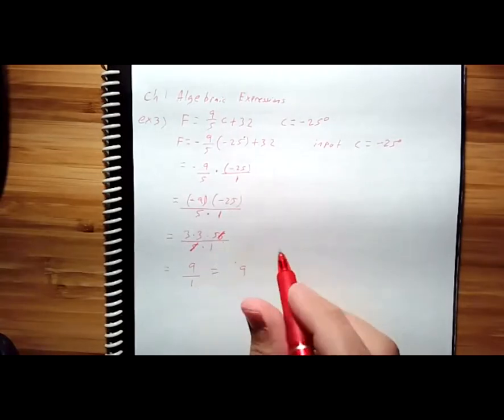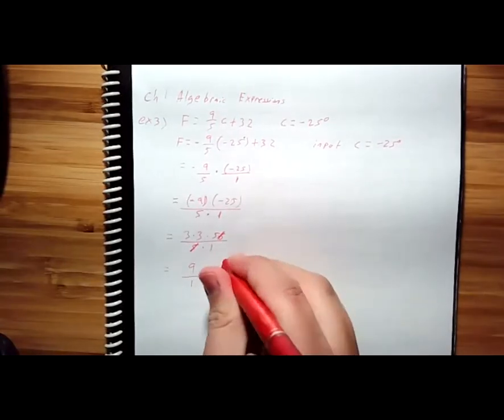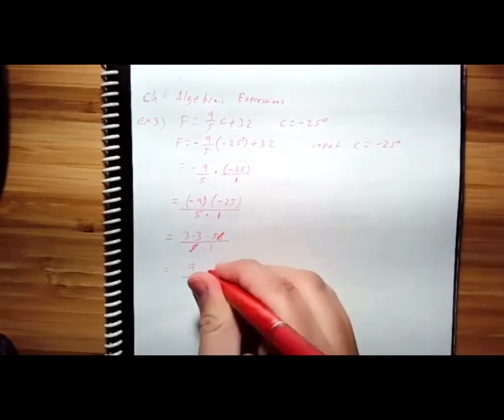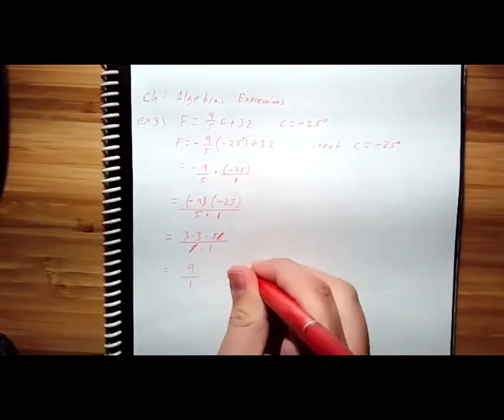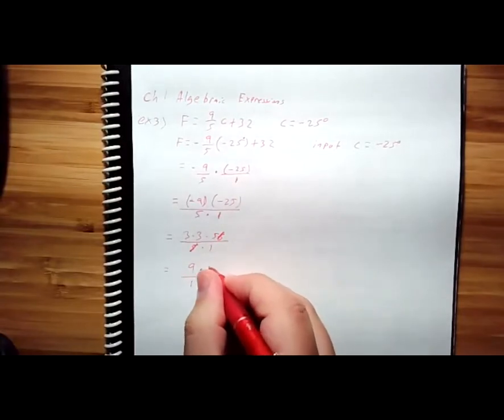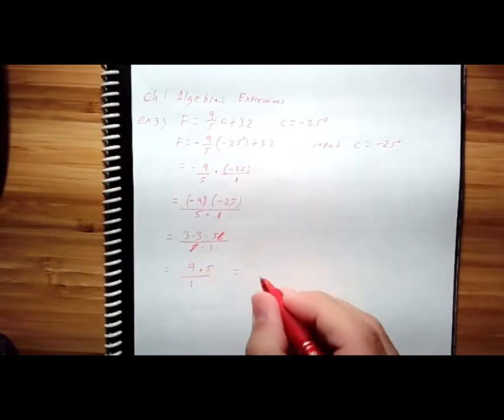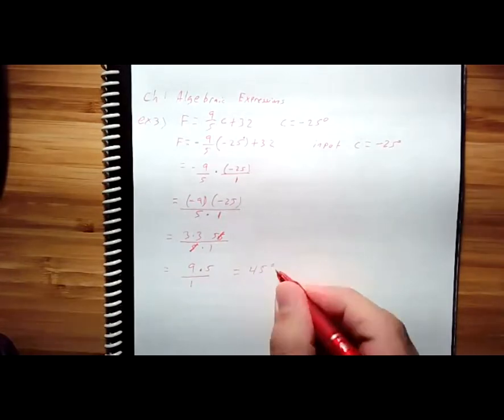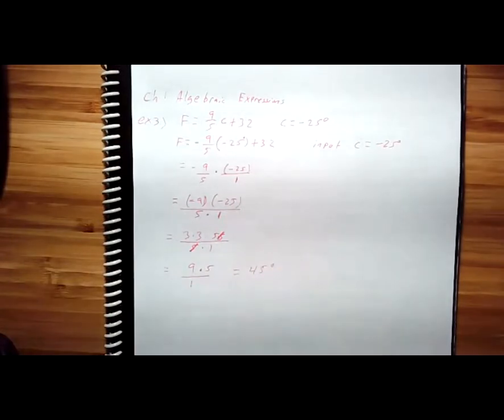Oops, oh, I missed a 5, didn't I? It looked too small for me. Wouldn't the answer be 45? Yeah, 45, there you go. It'll be degrees Fahrenheit, right?